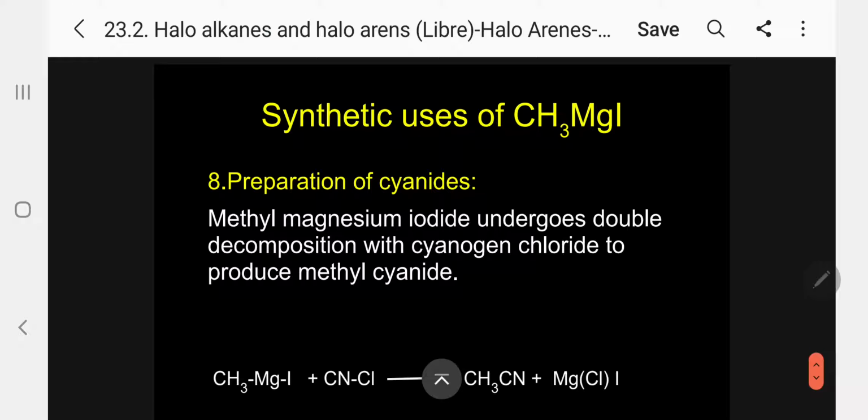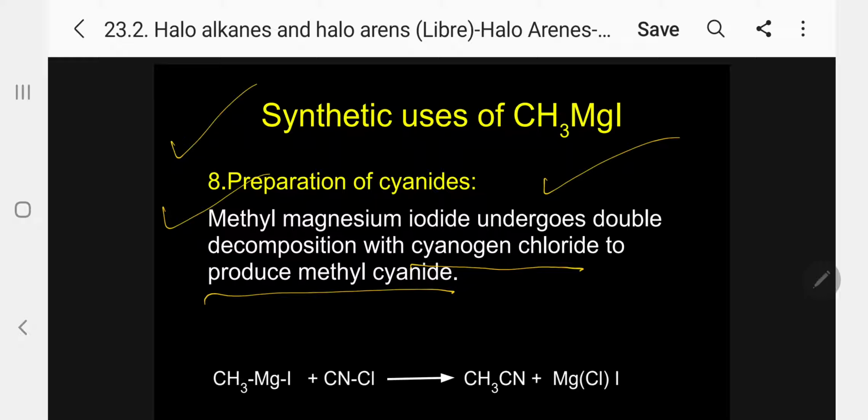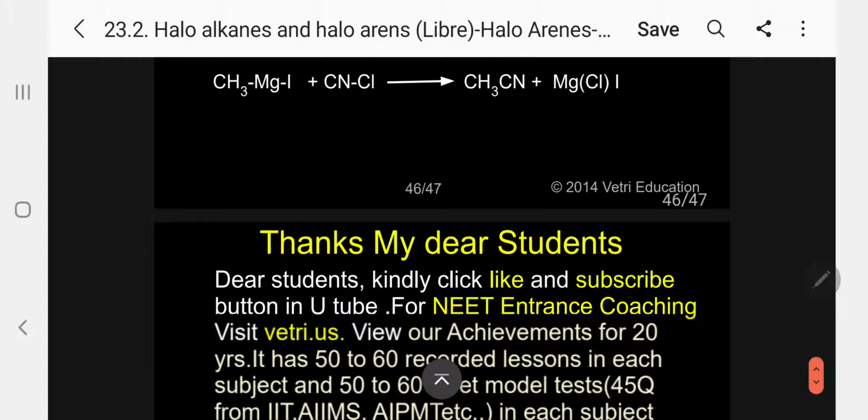The preparation of cyanide is another important synthetic application. Methyl magnesium iodide undergoes double decomposition with cyanogen chloride to produce methyl cyanide. Please follow methyl magnesium iodide. It is the cyanogen chloride. So simply it is taking this chloride and CH3, and this is called a double decomposition reaction, producing methyl cyanide and magnesium chloride iodide. So this way we can prepare, synthesize methyl cyanide.